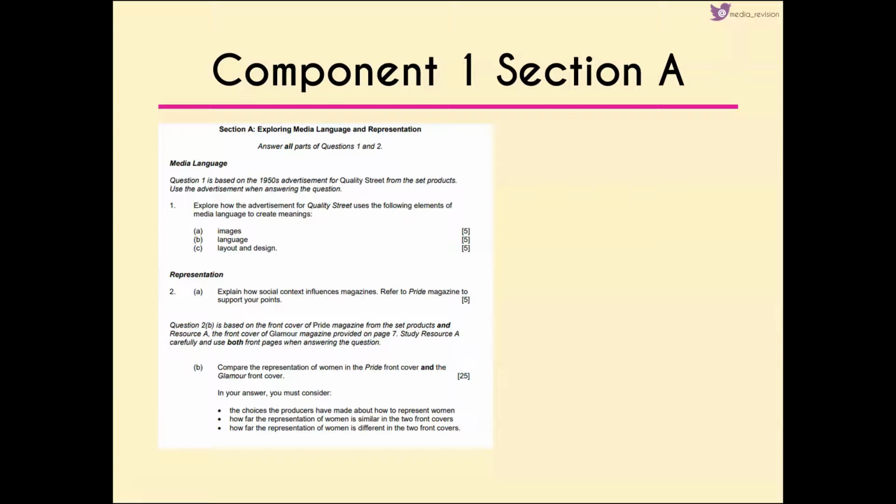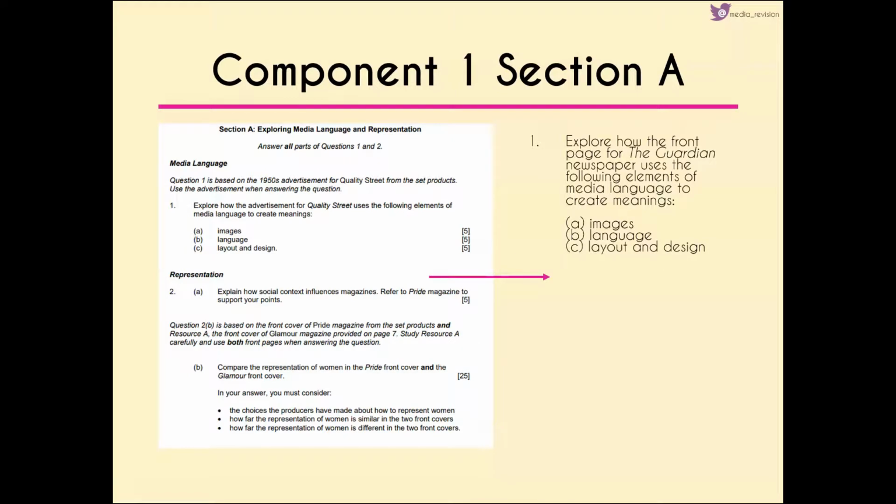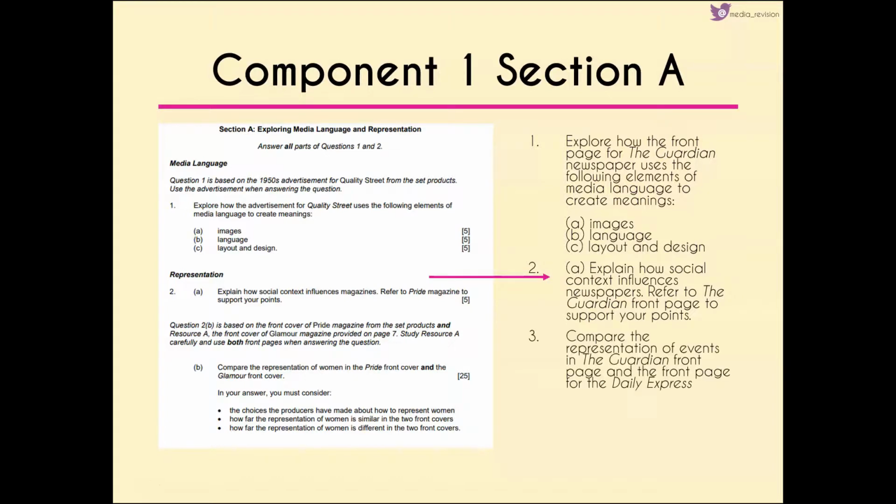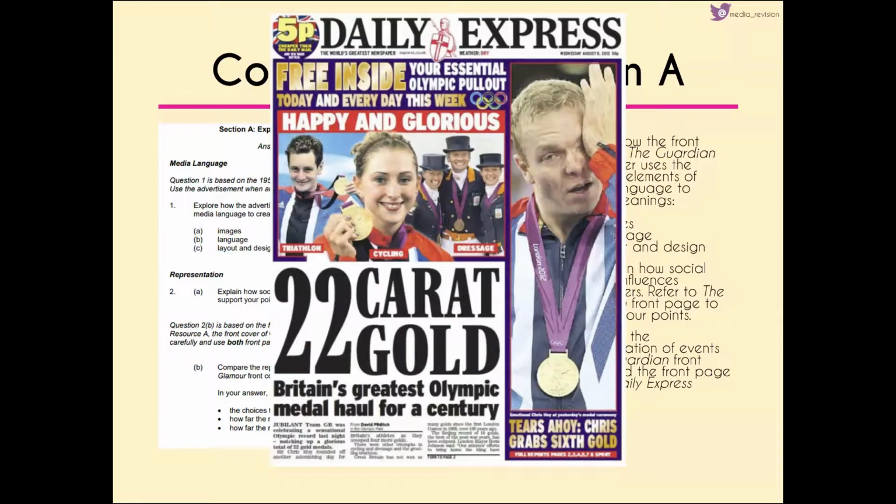So we're going to change this first question, so that instead of it being about Quality Street, it's now about the Guardian front page. For question 2A, we're going to have a look at social context, but again, in terms of the Guardian, so we're literally just doing a straight swap with those two. But 2B, we're going to compare the representation of events in the Guardian and also in the Daily Express, which is going to be this one here.